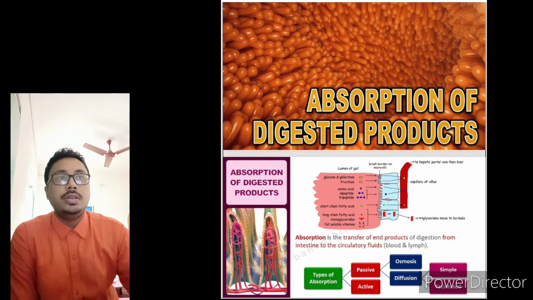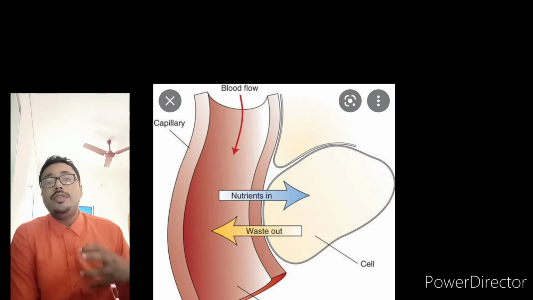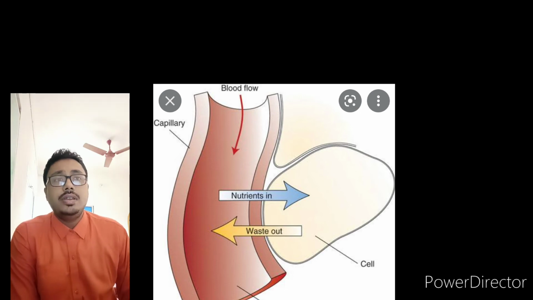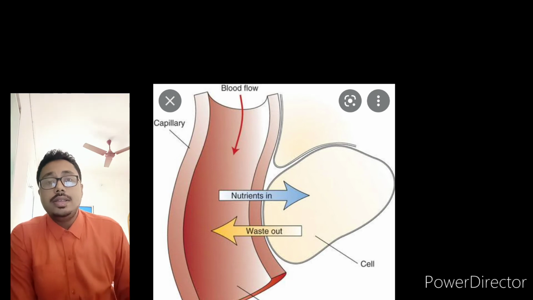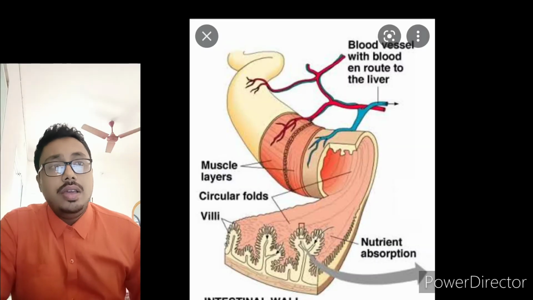Welcome everyone, I am your biology teacher and today I will discuss the absorption of the digestive products after digestion. So first of all, I am telling about what is absorption. The transfer of end products, that means digested products of the digestion, from the intestine to circulatory fluids is known as absorption. Circulatory fluids, that is blood and lymph.